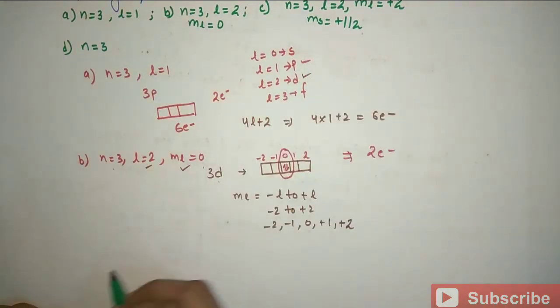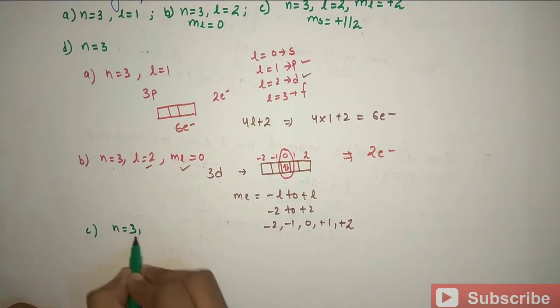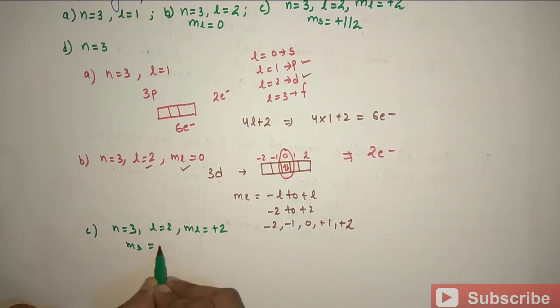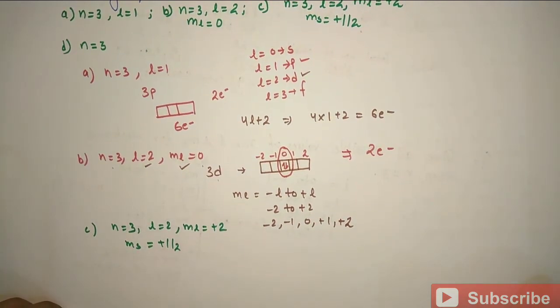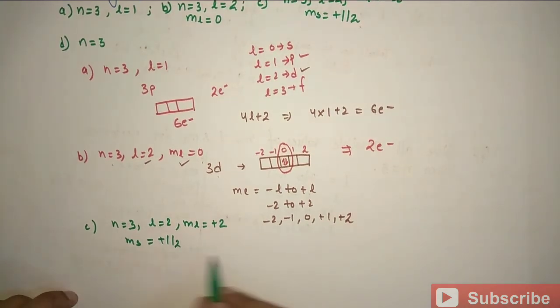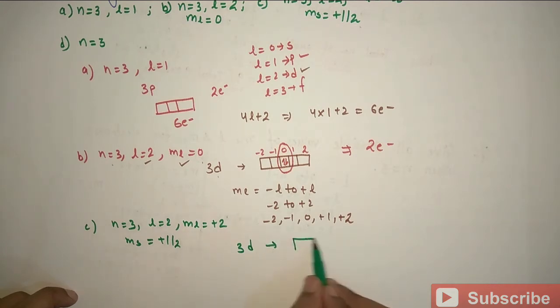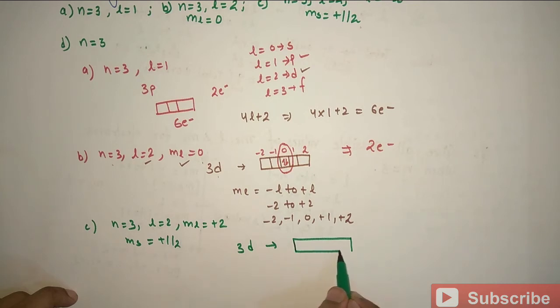Now the third part is when n is equal to 3, l is equal to 2, ml is equal to plus 2 and ms is equal to plus half, and in this case we have to find out the total number of electrons. Since l is equal to 2 is for the d subshell, it comes out to be 3d. The d subshell will have 5 orbitals: minus 2, minus 1, 0, plus 1, plus 2. So it is talking about this orbital.